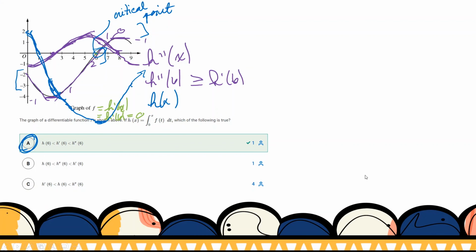So I hope that made sense. I know that graphing from the derivative and the antiderivative takes a lot of practice. So my biggest recommendation for all of you is to practice graphing the derivative of functions and vice versa.